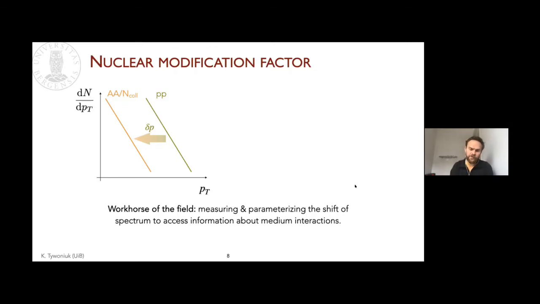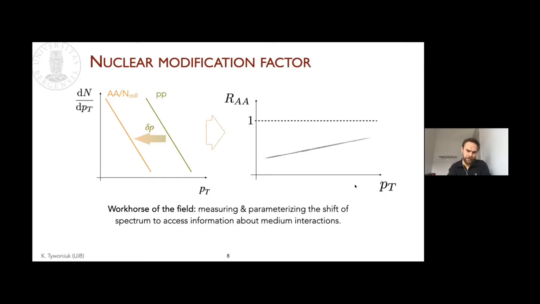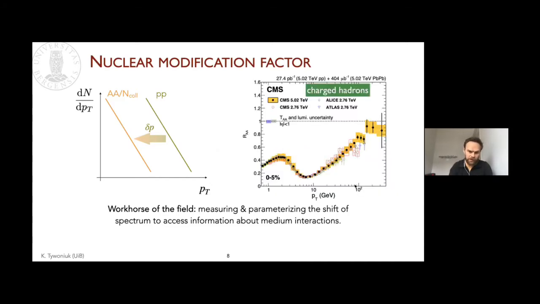And the interpretation of this suppression is that there is a momentum shift. So a particle occupying a certain momentum bin in the hard spectrum coming out of the hard partonic collisions is basically losing its energy delta P and is shifted down to another position in the spectrum. And if you take the ratio of these two, in a sketch, it would simply give you a so-called nuclear modification factor, which is smaller than one. And this is a famous result already from RHIC.